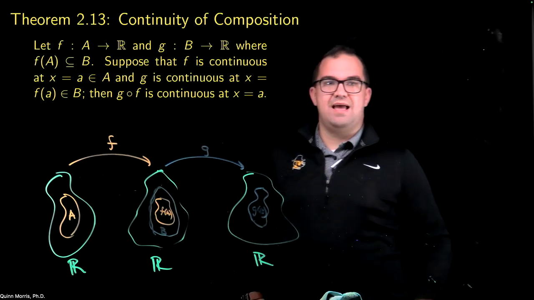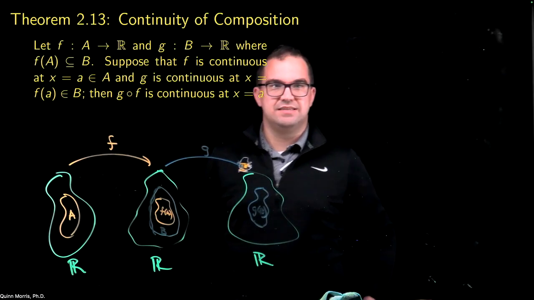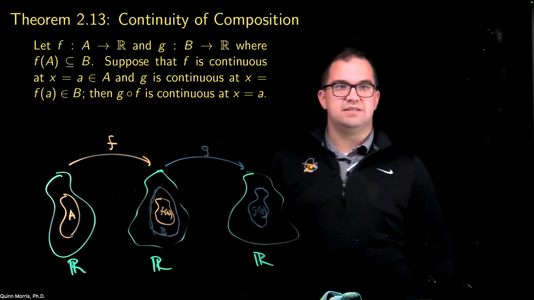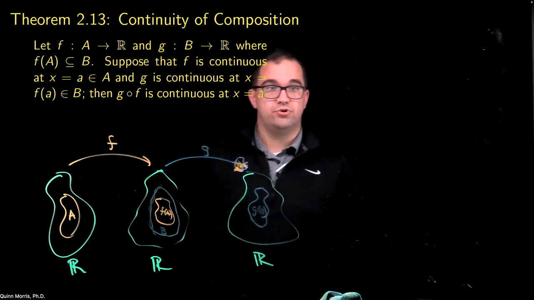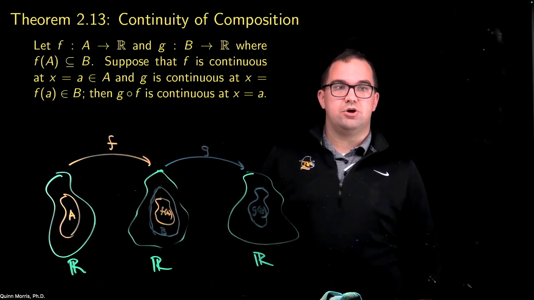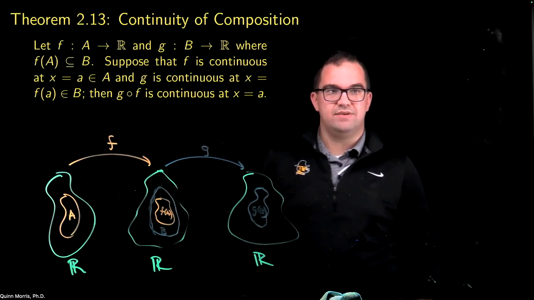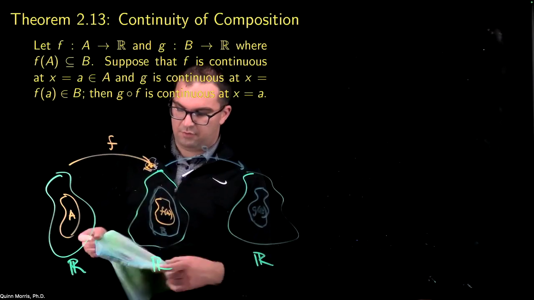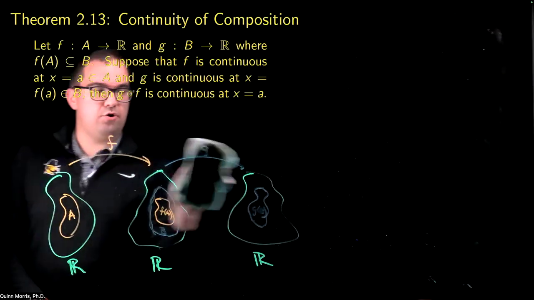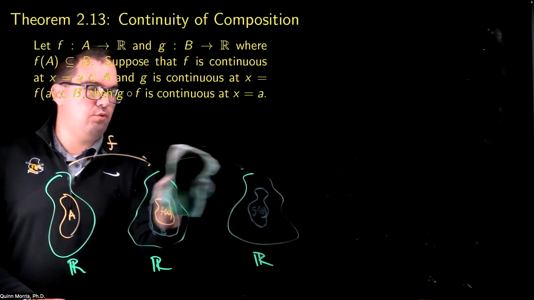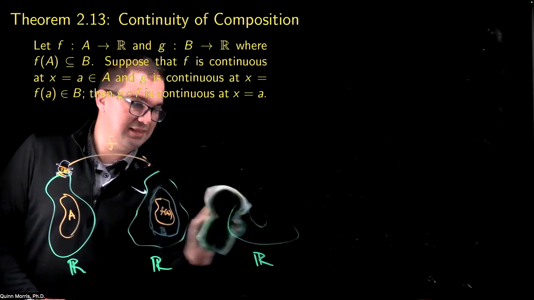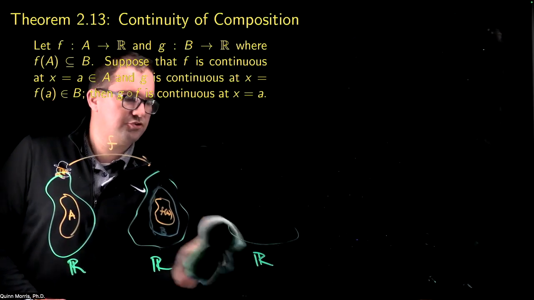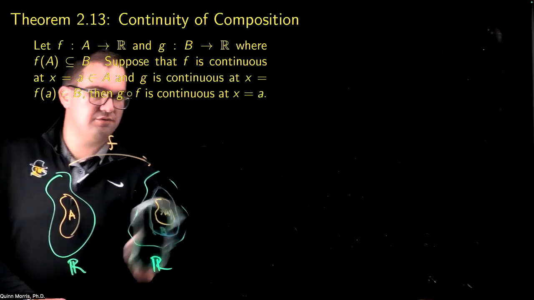Then it says, suppose that f is continuous at x equal to a, and g is continuous at x equal to f of a. Then we want to show that g composed with f is continuous at x equal to a. Now, when we go to prove things about continuity, one of the things we have to consider is that there are really two definitions of continuity.